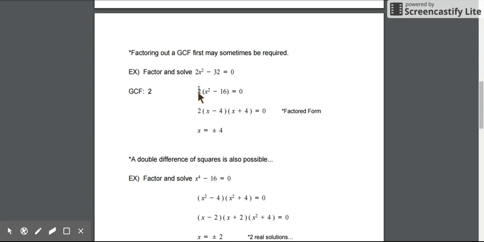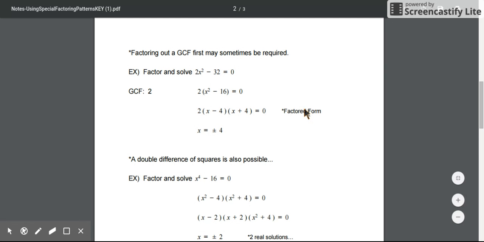That 2 stays at the front, still factored out, it's still hanging out. But now let's use our pattern. The roots of our two terms here are x and 4, and one of our binomials gets the minus, the other gets the plus. There's our factored form. If we wanted to solve it, we could just find zeros of our factored binomials here. So the 2 is actually not going to affect our solution.